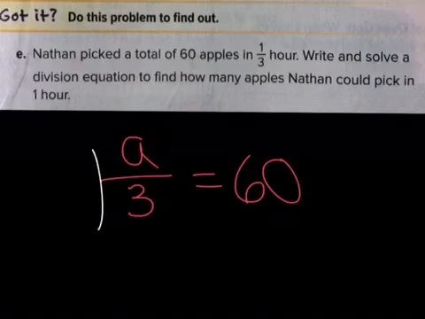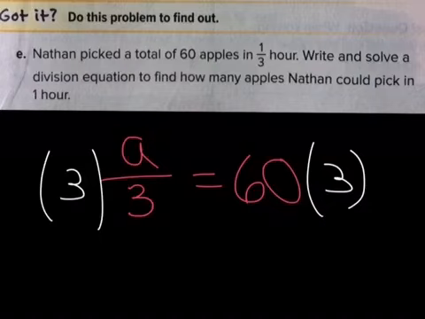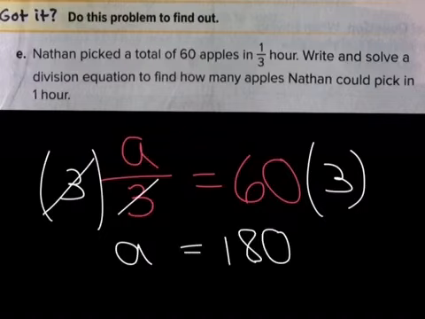Now to solve it, we're going to multiply both sides by 3, okay, which is the inverse operation of division. This will cross this out, which leaves us with the A, and 60 times 3 is 180. So in 1 hour, if he doesn't stop, Nathan could pick 180 apples.